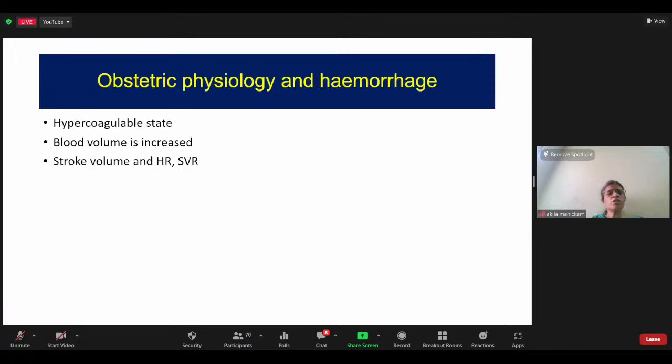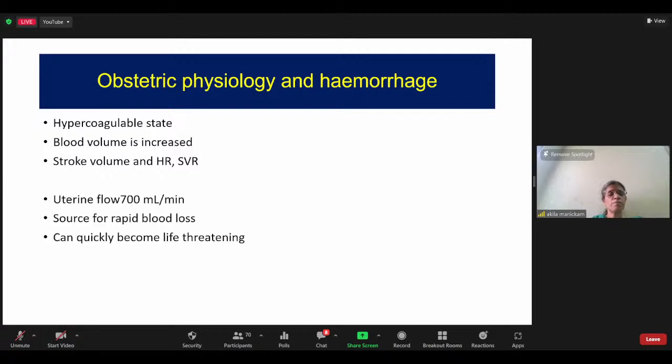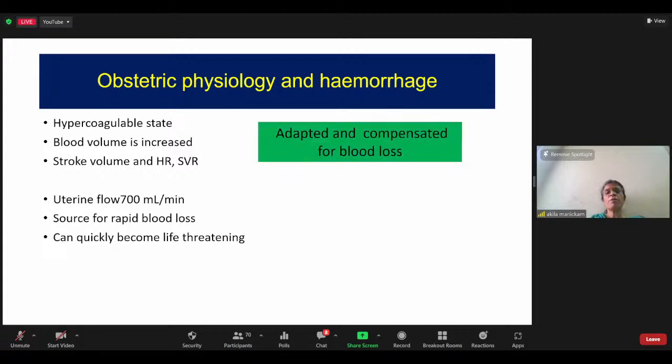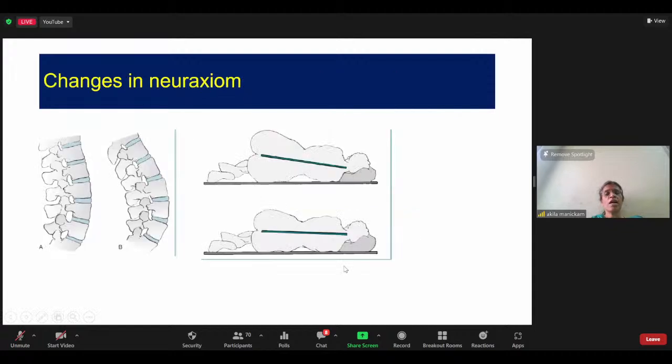When you look at obstetric physiology, as I've told you, it's a hypercoagulable state. Blood volume is increased. Stroke volume, heart rate, SVR, they are all decreased. The uterine flow is 700 ml per minute, it is 900 ml per minute. It is a source for rapid blood loss, and it can quickly become life-threatening. But the physiology is actually adapted and compensated for this blood loss, and so massive obstetric hemorrhage can occur without warning.